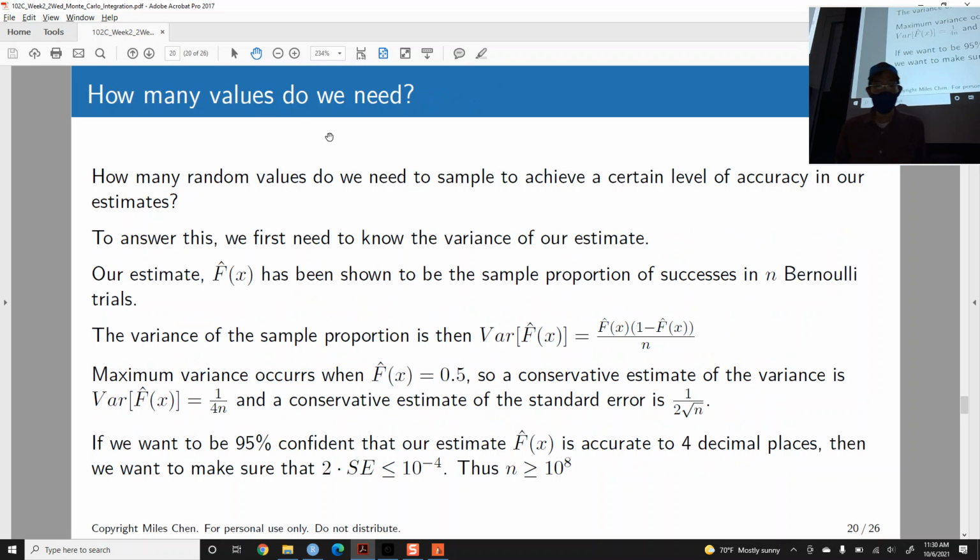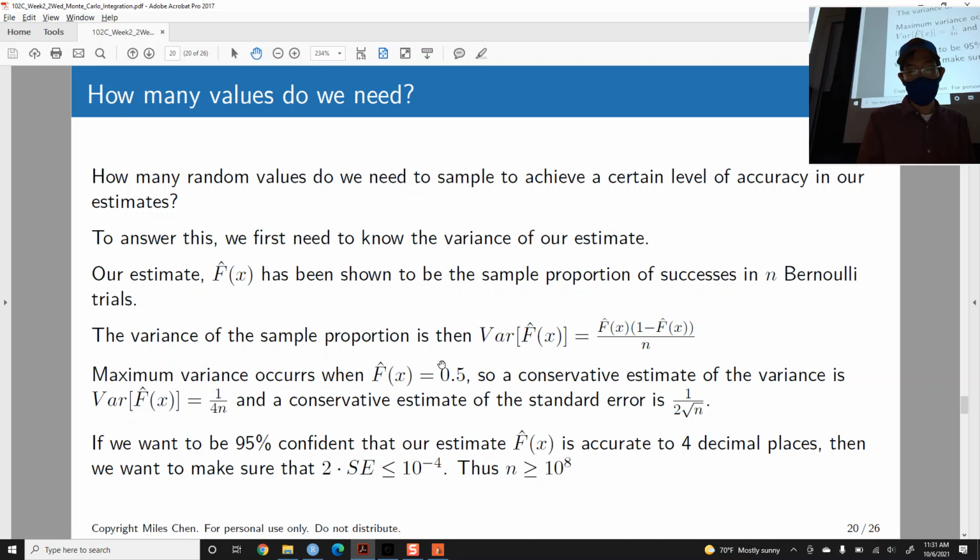Okay, again, how many random values do we need to sample to achieve a certain level of accuracy in our estimates? We need to know the variance in our estimates first. Our estimate, f hat, as far as the cumulative distribution function goes, is the sample proportion of successes, and therefore the variance of the sample proportion of successes for Bernoulli is p times 1 minus p over n.